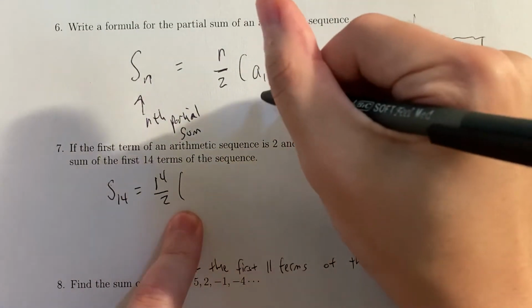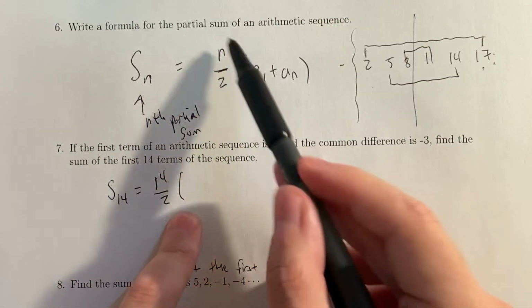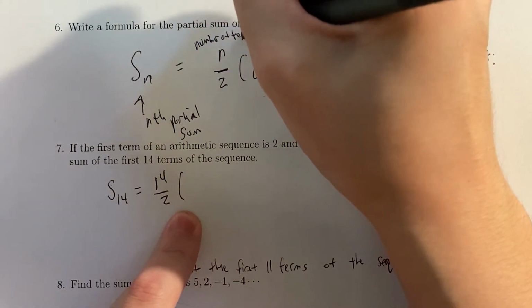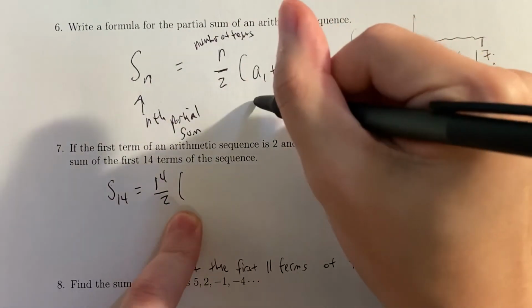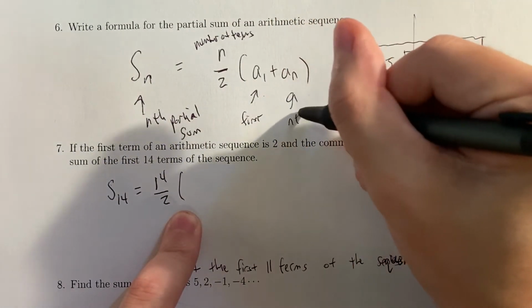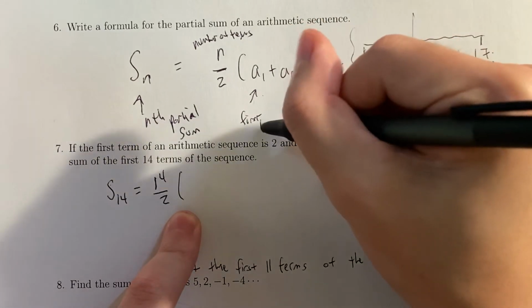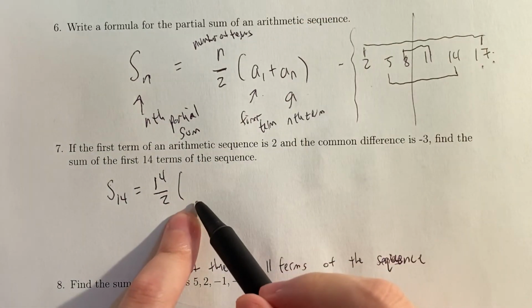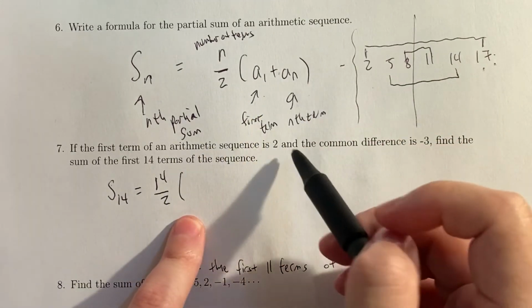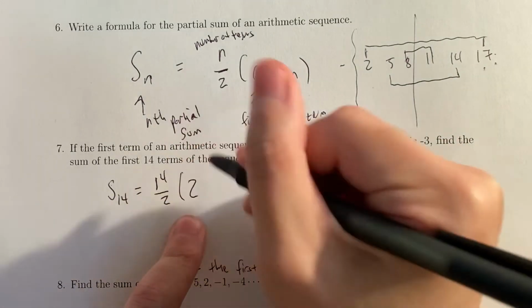a1 is the first term. So again, this is the first term. Number of terms, maybe we should have labeled this. This is the number of terms that you're adding up, the n. a1 is the first term. And then an is the nth term, of course. So in this case, what is a1? a1 is going to be 2, because 2 is given, the first term of the sequence.